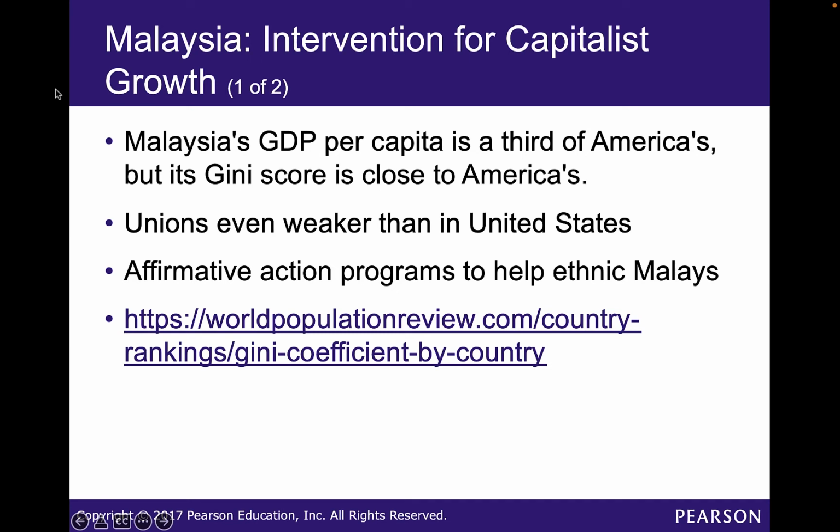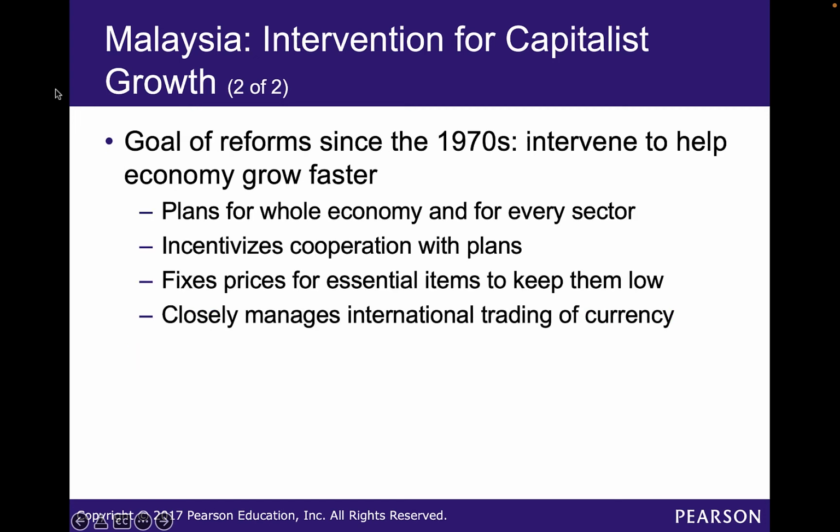Malaysia's GDP is a third of America's, but its Gini score is close to the United States. Unions are weak in Malaysia as compared to the United States, but they also have affirmative action programs to help ethnic Malaysians. And Malaysia is one of the hotbeds of a growing economy.